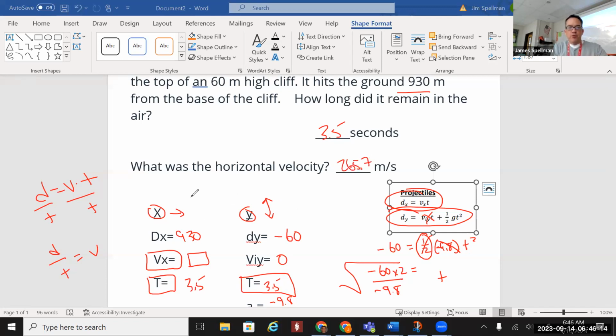So again, with these kind of problems, list out your x, list out your y, and use these two formulas to be able to get your answers there. And that's about it.